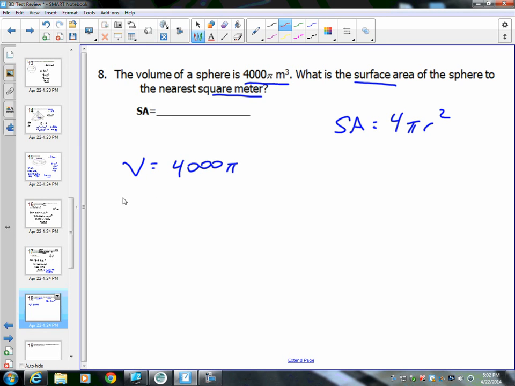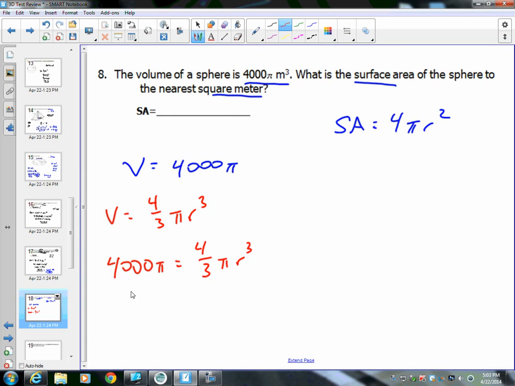Well, what I need to do is I need to know that the volume equation for a sphere is 4/3 pi r cubed. And why would I write this down? I'm not trying to find volume. I already know volume. Well, I can use this to plug in my 4,000 pi for volume. And I can use this to solve for radius. And if I find radius, I can plug in radius into my surface area equation, and that'll give me total surface area.